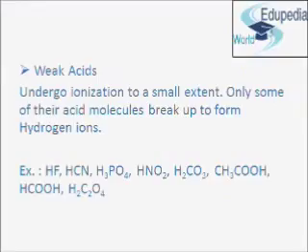Now, weak acids. Acids which undergo ionization to a small extent only are called weak acids, and only some of their acid molecules break up to form hydrogen ions. Examples of weak acids are all organic acids, HF acid, hydrocyanic acid, that is HCN, H3PO4, nitrous acid, that is HNO2, carbonic acid, that is H2CO3, ethanoic or acetic acid, that is CH3COOH, methanoic acid or formic acid, that is HCOOH, and citric acid and oxalic acid, that is H2C2O4.